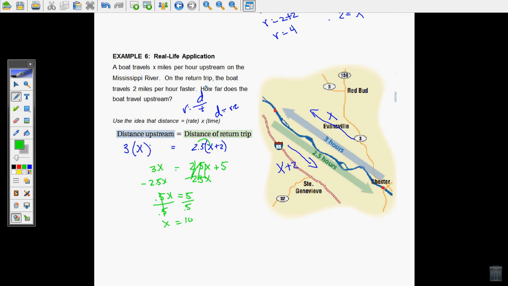Is that my solution? X miles per hour. X stands for the speed. What was I being asked for? How far does the boat travel upstream? Okay, so how far does it go upstream if it's going 10 miles an hour for 3 hours? 10 miles an hour for 3 hours means that it goes 30 miles. Fantastic.